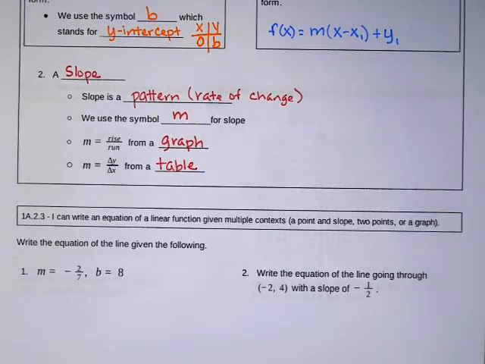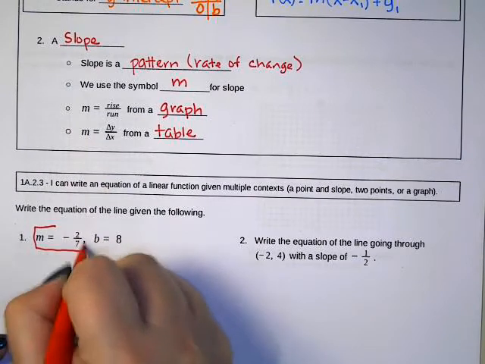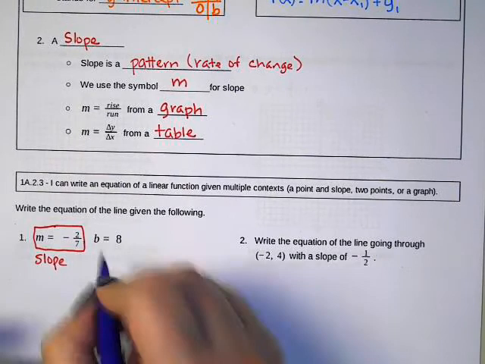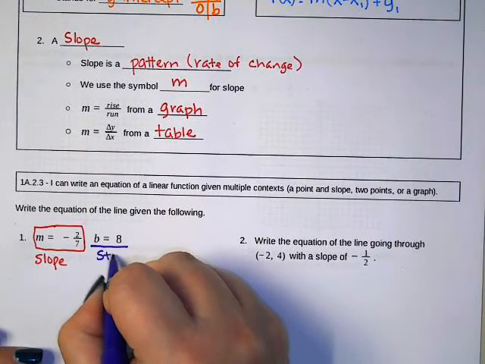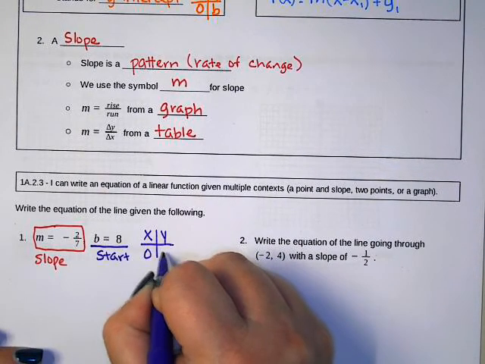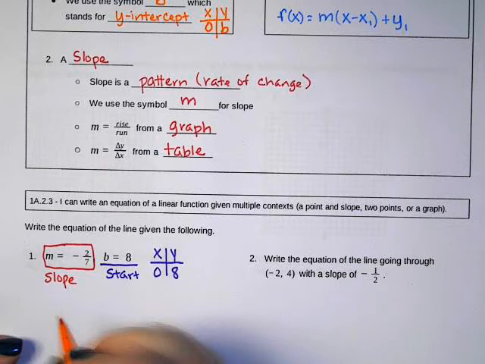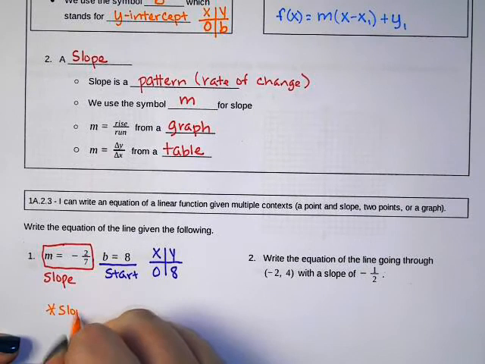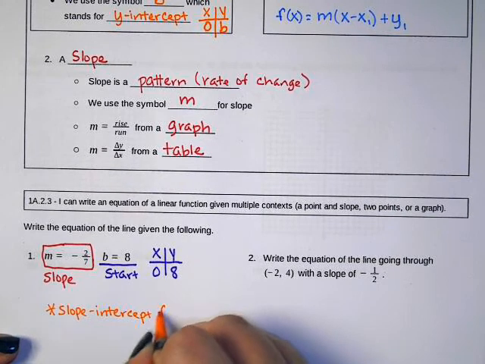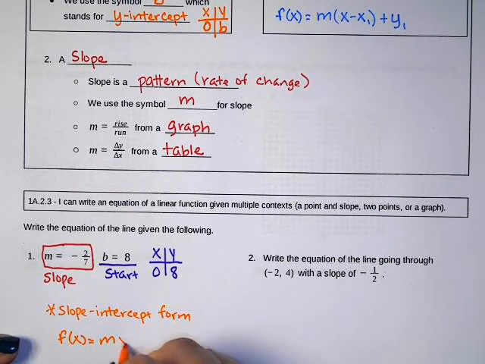So let's write the equation of the following. We're given our slope, and in this case we're given a b value as our start. So we know if we were to make our table, we would start at 0 and our y value would be 8. That means then the one that we're going to use is slope-intercept form. So we know we need f of x equals mx plus b.